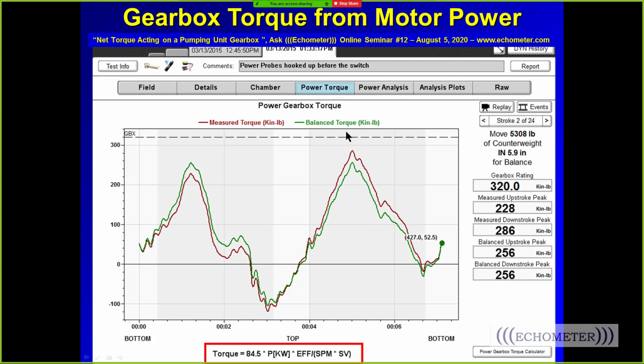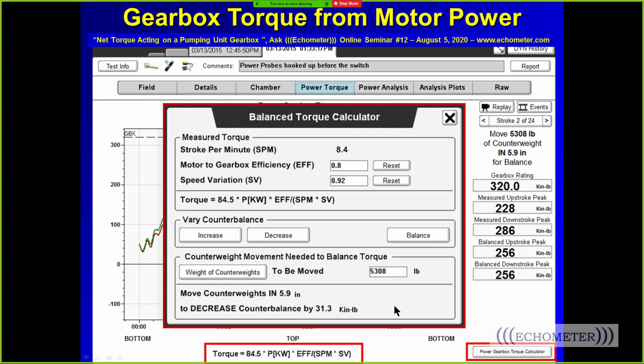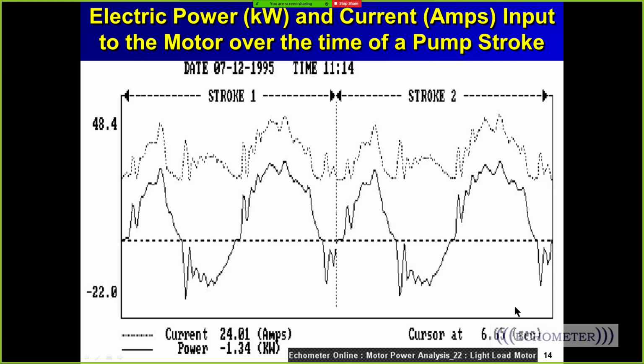The imbalance is this peak minus that peak, divided by 2. That's the change you've got to make to counterbalance the net torque differences on the upstroke and downstroke. It gives us a little explanation here, and this is also displayed if we go to the report in TAM.